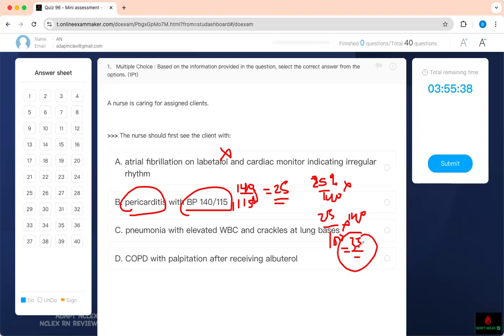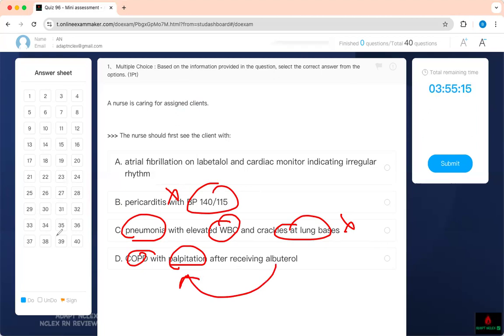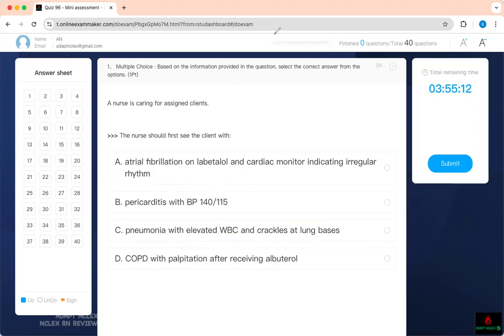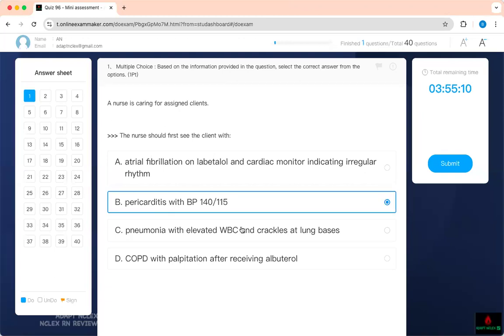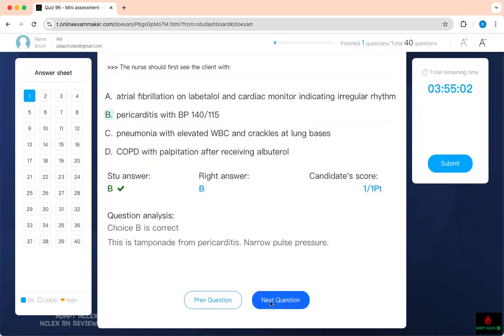But what do we have? We have 25. That means the pulse pressure is decreased, a narrow pulse pressure. That is indicating cardiac tamponade. This is bad. You have pneumonia: expect your white count to go up and some crackles in the lung bases. Ignore it. COPD with palpitations: if I give you albuterol, it's an expected finding. Therefore, what do you do? Ignore all the expected and pick your pericarditis patient who is developing tamponade, leading to narrow pulse pressure. That is the key concept.